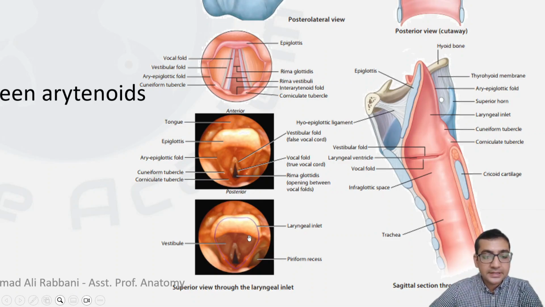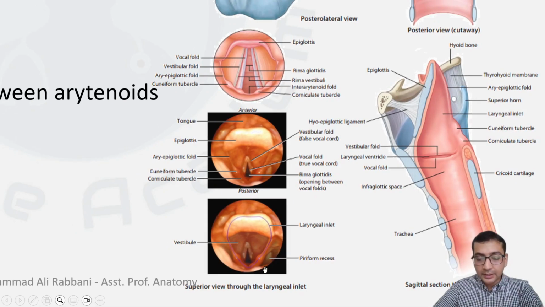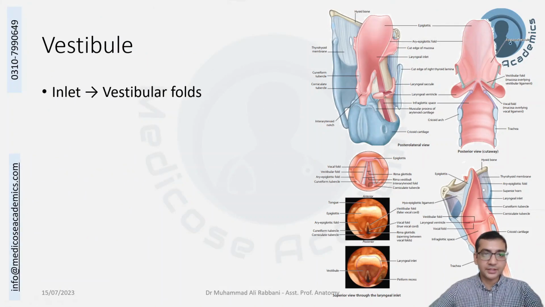This is how they show in real life, and between them, this red fleshy fold is the false vocal cord, and beneath them, the white portion going medial to it is the true vocal cord, the vocal folds. And the blue line here shows the laryngeal inlet. This is the laryngeal inlet.